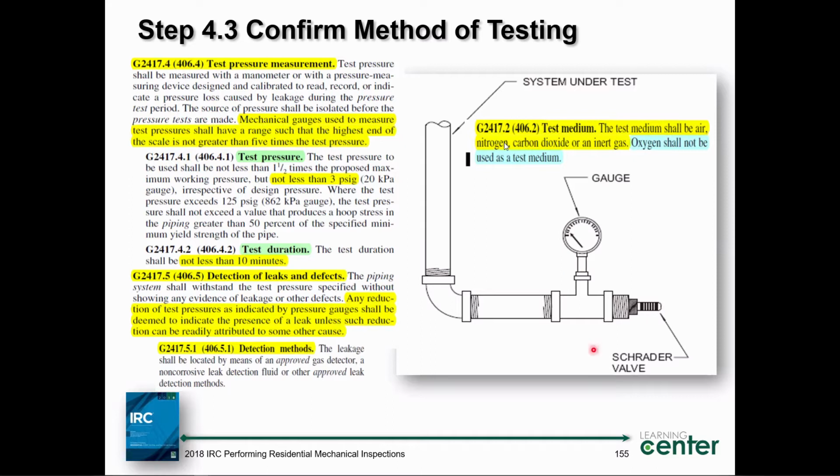You actually put a gauge on it through a T. You put a little Schrader valve here. You pump up the system with an inert gas or air or carbon dioxide. You cannot use oxygen, period. Why can't you use oxygen to test gas piping? Does it expand?